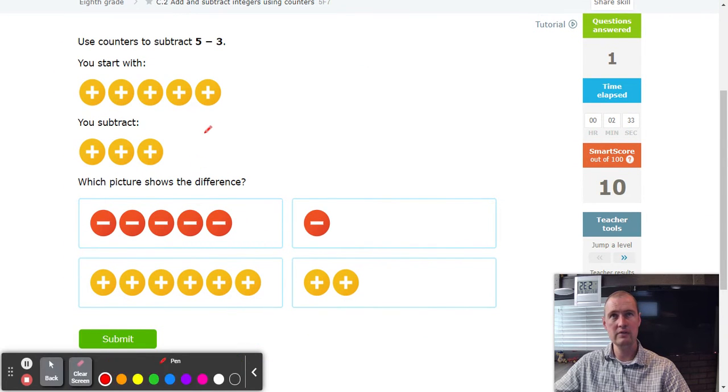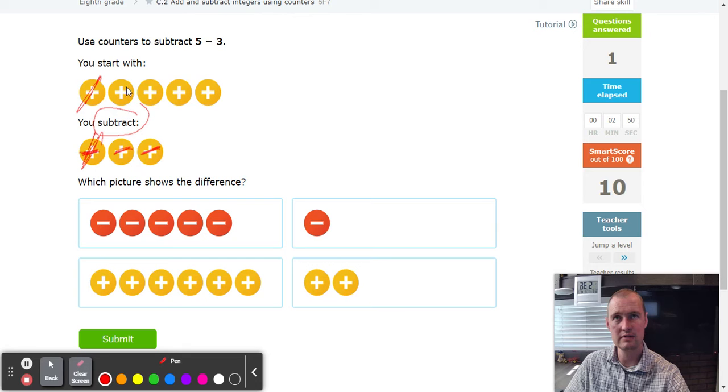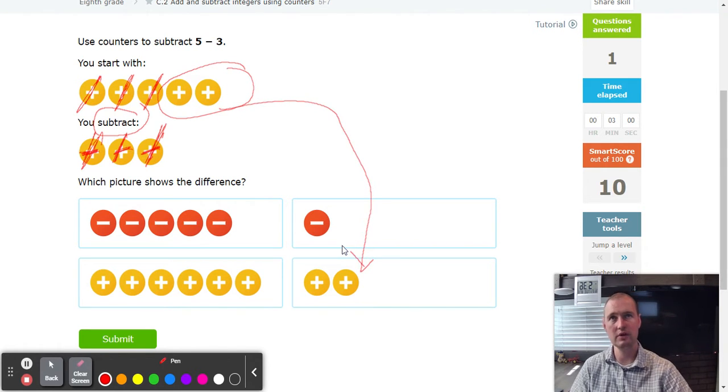We have 5 minus 3. Now, because they say subtract right here, these are actually all negative because we're subtracting. So what happens here is that positive cancels out with that negative. That positive cancels out with that negative. And that positive cancels out with that negative. Therefore, the two that are left is what we're looking for. So 5 minus 3 is positive 2.